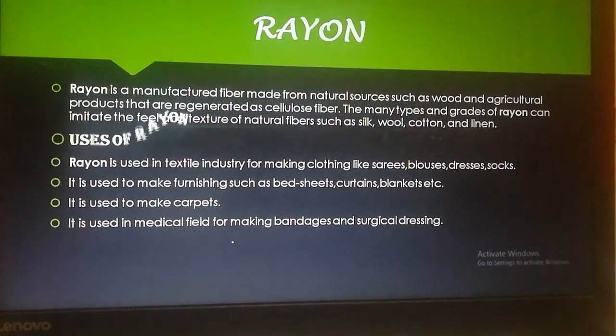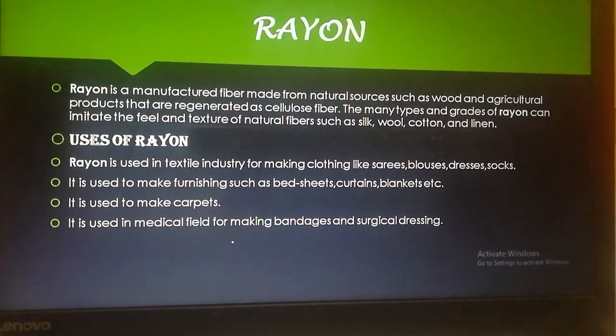Now the types of synthetic fiber. Nowadays a variety of synthetic fabrics made of different fibers are available in the market. Some important ones among them are rayon, nylon, polyester, acrylic, etc. Polymers occur in nature also. Cotton, for example, is a polymer called cellulose. Cellulose is made up of a large number of glucose units. So, cellulose is a natural polymer.